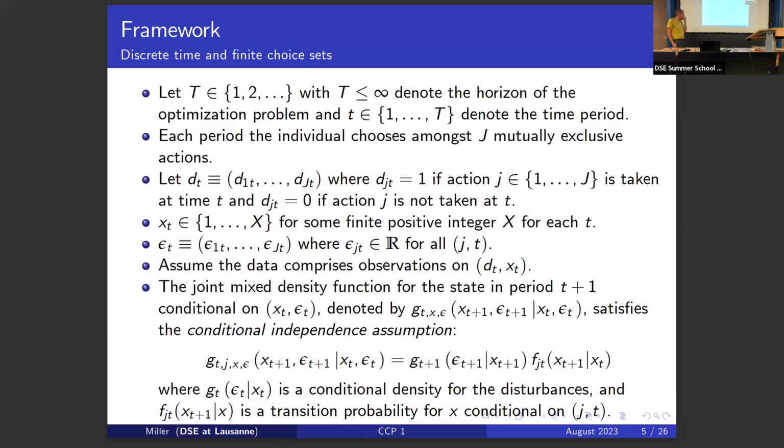So the conditional independence assumption is just saying, if you take the joint distribution of x_{t+1} and epsilon_{t+1}, it can be broken up so that over here, the x's just move according to their state variable now and the choice you make, but not the taste shock. And the taste shock for each period only depends on the current value of the state variables. Where this one, of course, is the transition of the distribution of the state variables, and the G is just the conditional density of the disturbances.